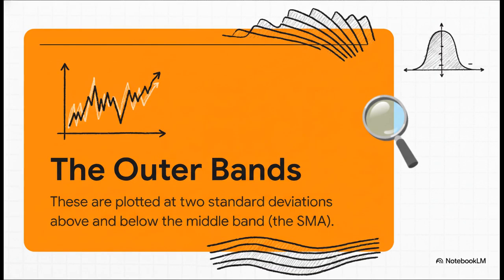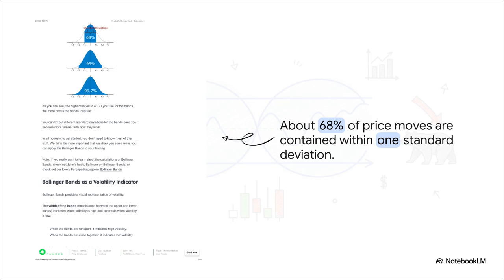Now, this is where it gets really interesting. The outer bands, the top and bottom ones, are calculated using a statistical concept called standard deviation. It sounds complicated, but it's really just a way to create a dynamic channel around the price. And don't worry, you don't need to be a math whiz to get this. The concept is super visual.